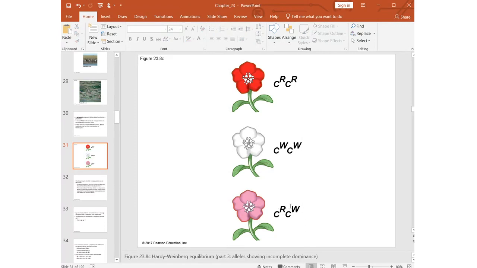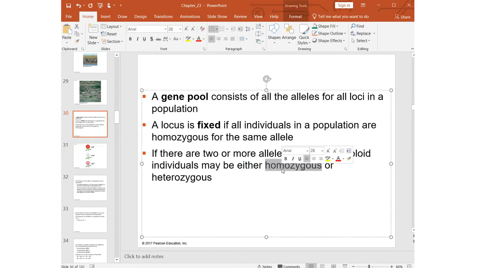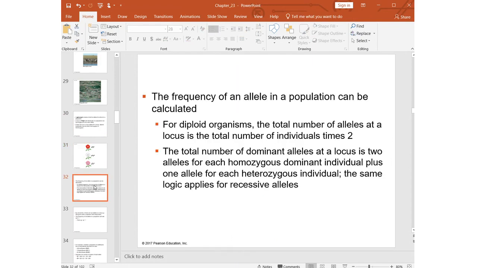And this is incomplete dominance. Both red pigment and white pigment are produced, and so that produces an overall pink flower. So that's what they mean by diploid individuals being either homozygous or heterozygous for any one gene.